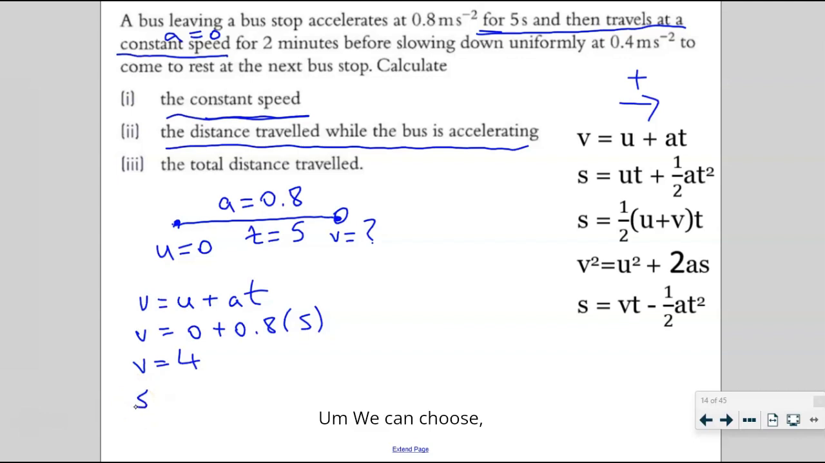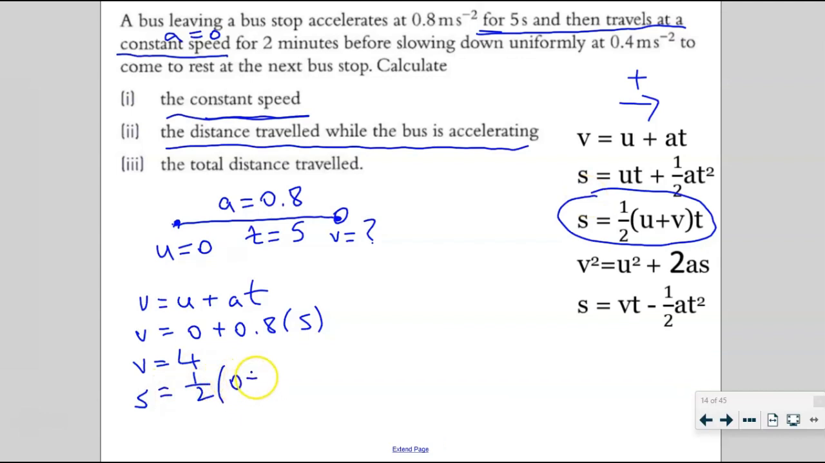We can choose, let's say, the third one. Right, so half, u is 0, v is 4, which we found here, and t is 5. So that should give us 10.